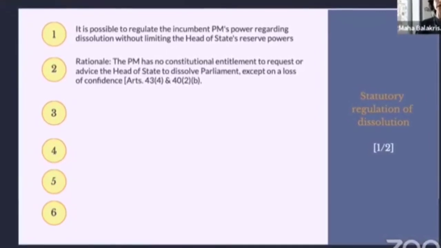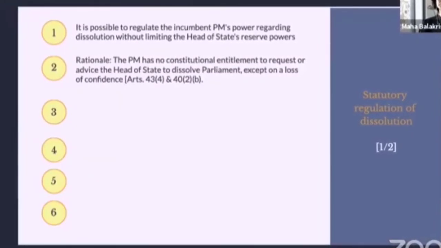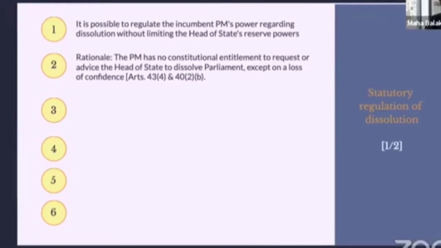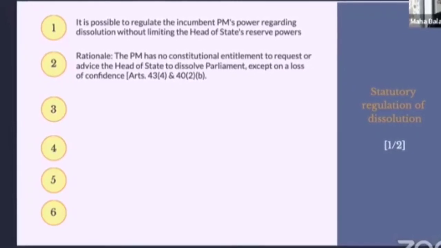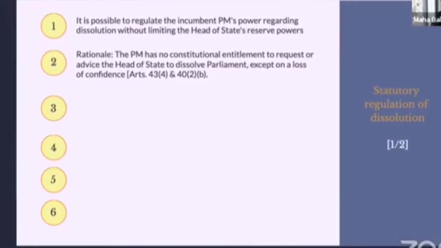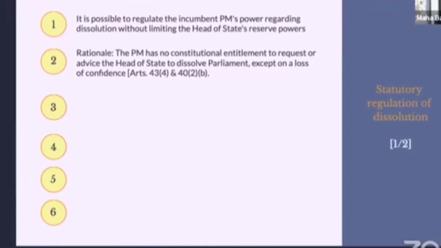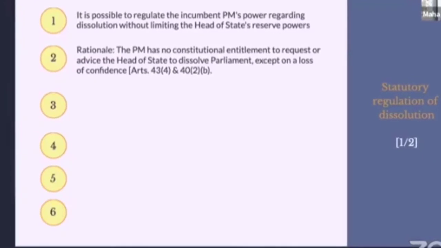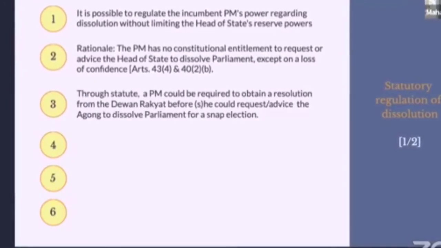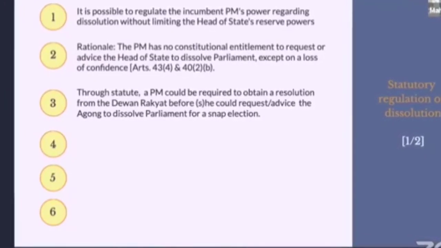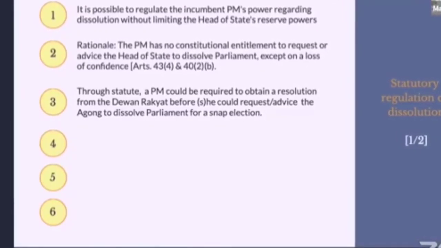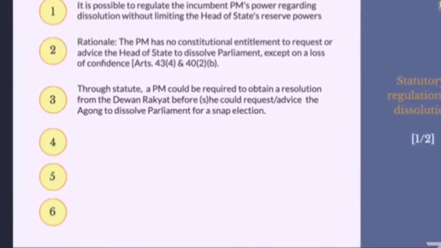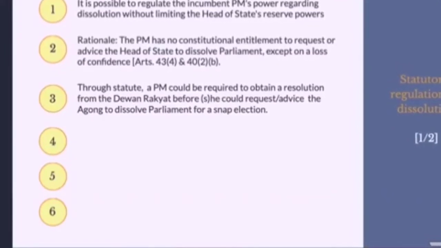It is interesting that in our system, the PM has actually no express constitutional entitlement to request or advise the head of state to dissolve parliament. He or she must, if they have lost confidence, either resign or request that the head of state dissolve parliament. But apart from that, when there's no issue of loss of confidence, there's no express constitutional provision that allows the Prime Minister to either advise the Agong to dissolve Parliament, which many say he cannot do, or to request a dissolution of Parliament.